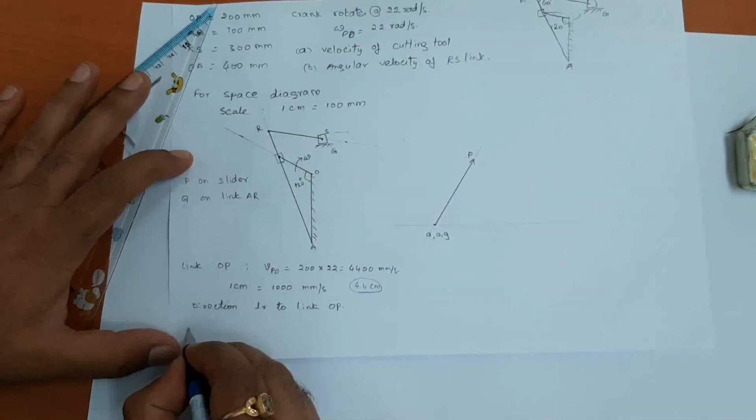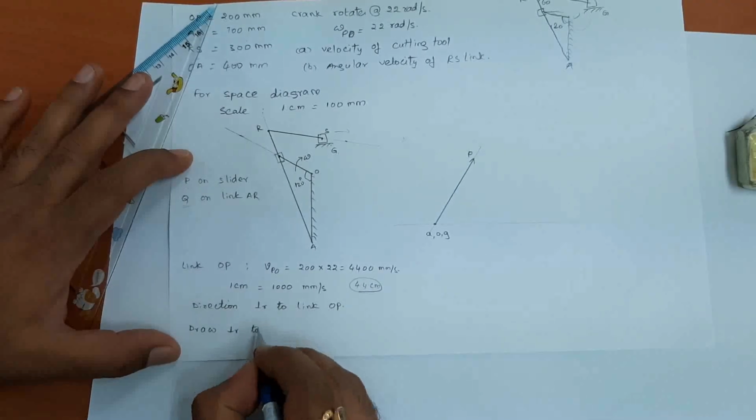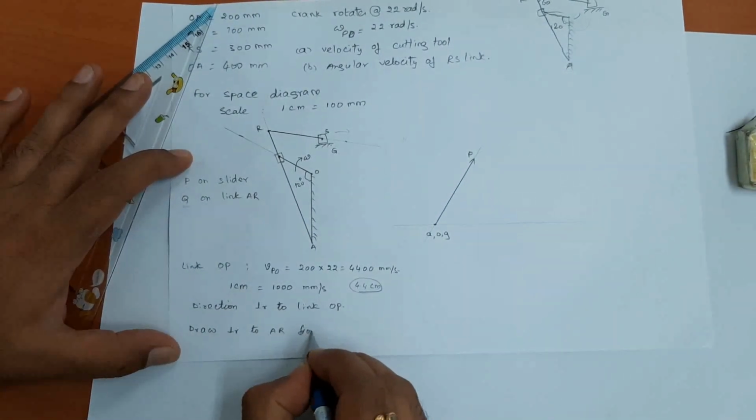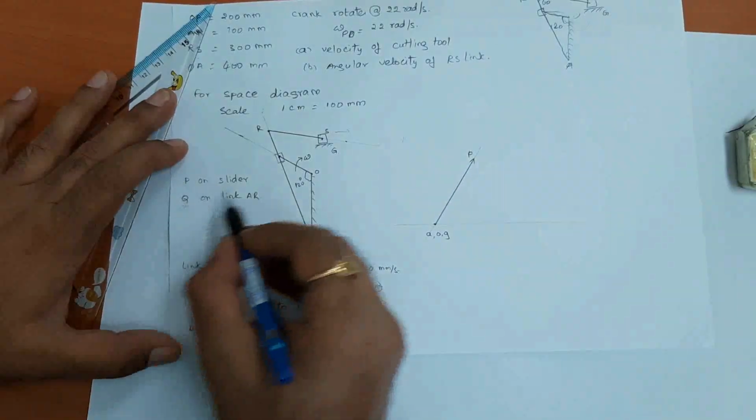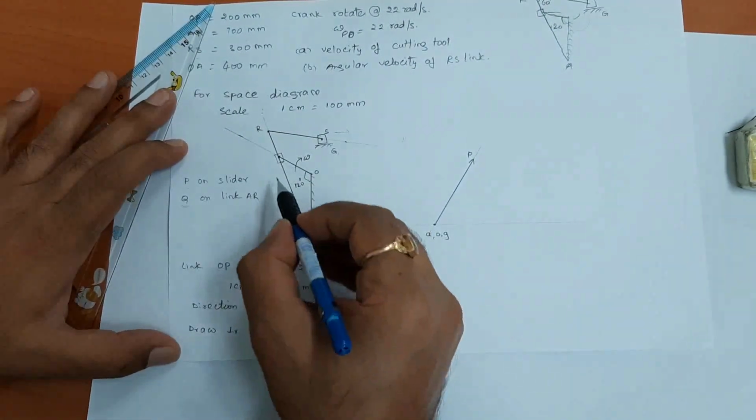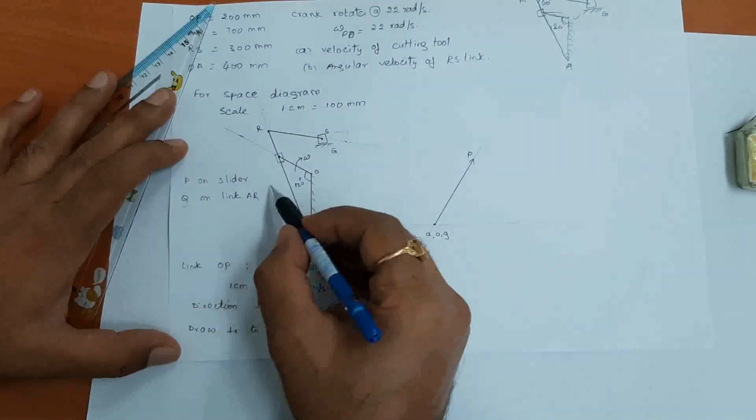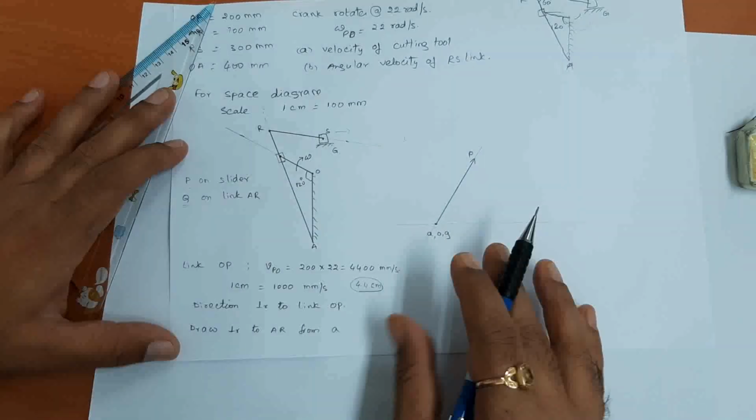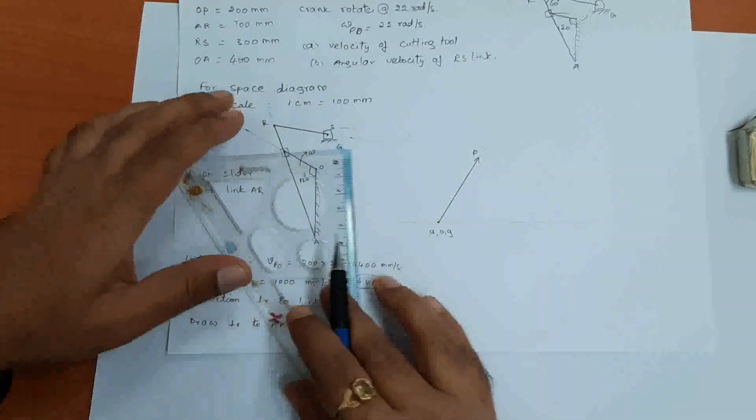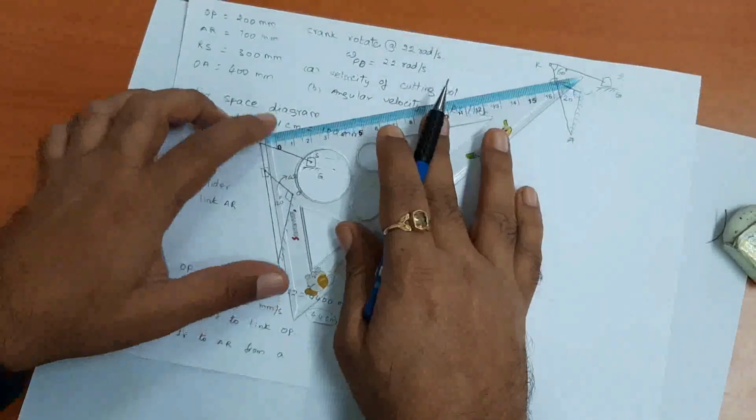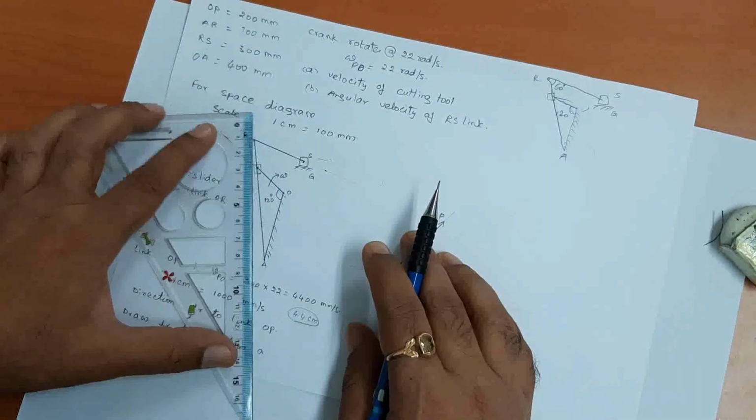we will draw a perpendicular to AR from A, because Q is on link AR. So we know that the velocity of this link is perpendicular to this link AR. So first we will draw a perpendicular line to link AR, starting from A.